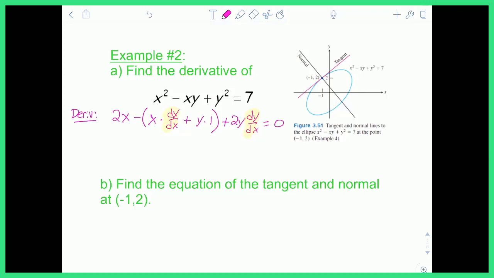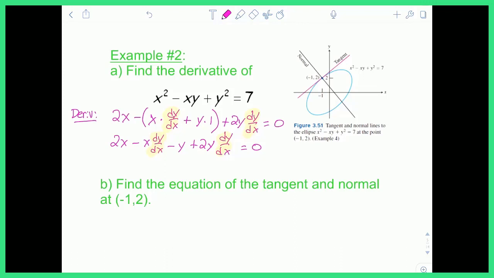So let's distribute the negatives. So 2x minus x dy/dx minus y plus 2y dy/dx is equal to 0. Now it looks like we have two copies of dy/dx. I need to keep those on one side of the equation, and I need to move everything else to the other side of the equation. So let's see if I could do this.